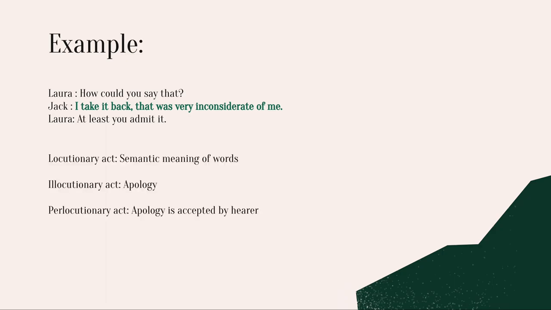The illocutionary act that he is aiming for here is an apology, as he seems to be regretting something he said earlier. The perlocutionary act can only be understood through Lara's reaction, and she seems to be grudgingly accepting Jack's apology through the phrase, "At least you admit it."